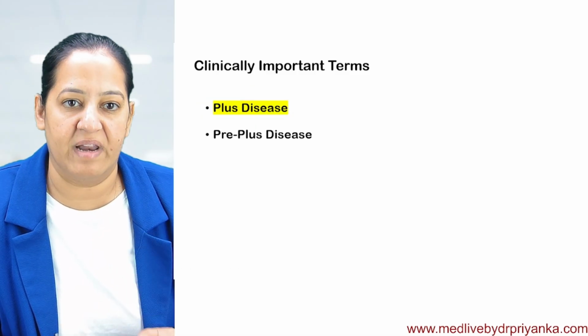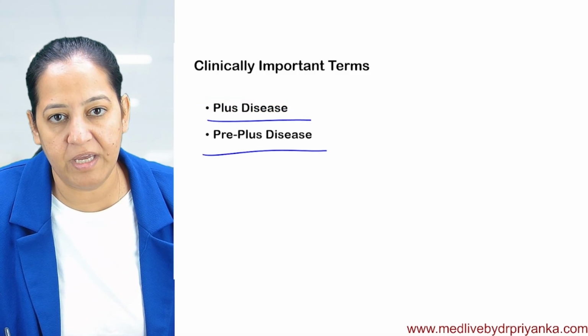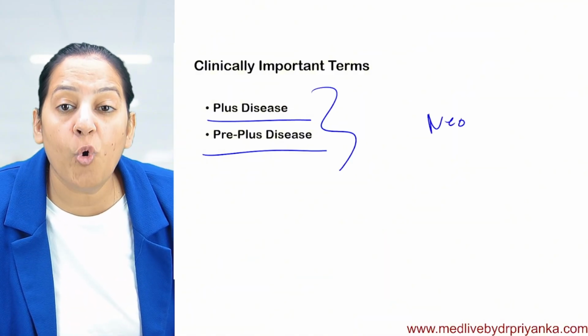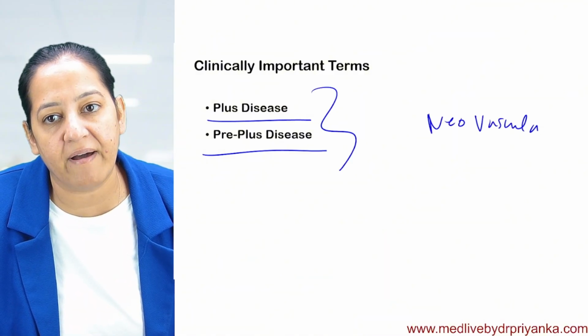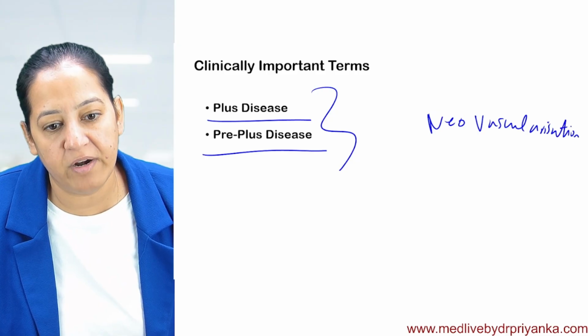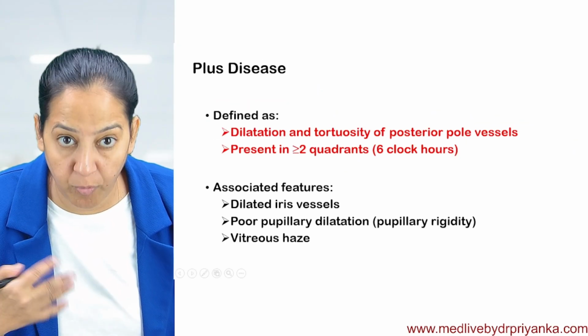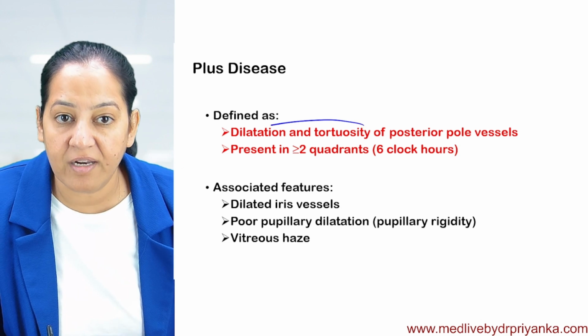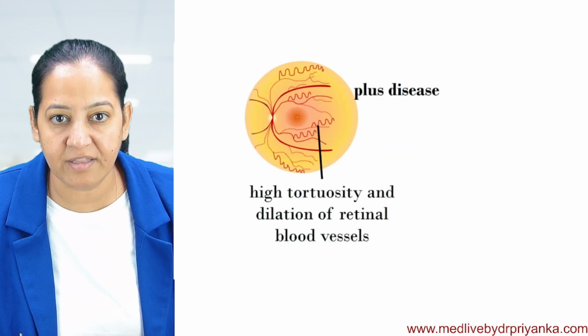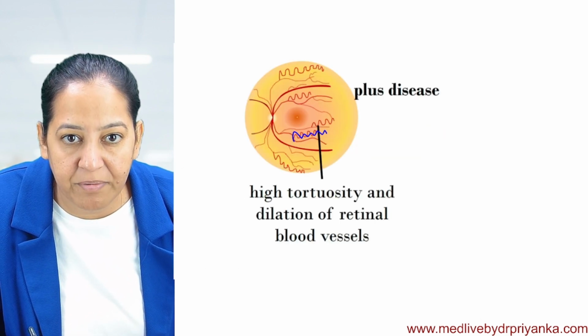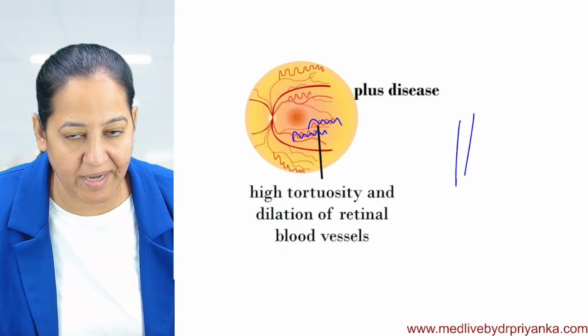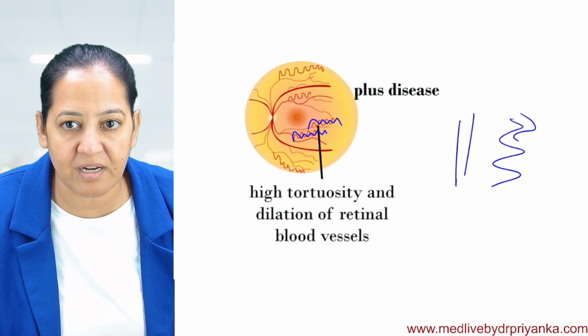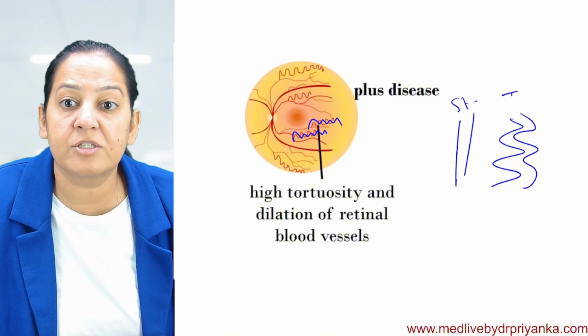Ultimately, neovascularization is the problem. What is the problem in ROP? In ROP, the problem is neovascularization. That is, new blood vessels are formed in ROP. Now the new blood vessels which are formed, are they dilated and tortuous? Can you see the new blood vessels which are formed? They are tortuous. They are not straight. The new blood vessels are like this. This is straight and this is tortuous.